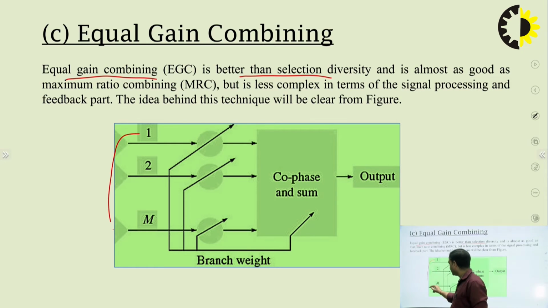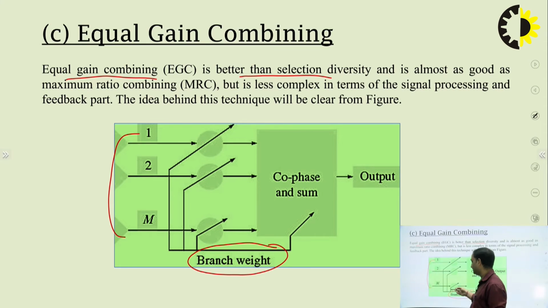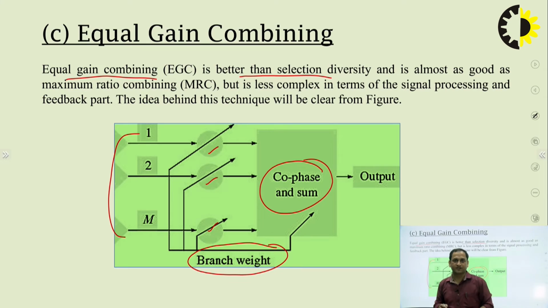If we have M branches and all these M branches are receiving the signal from the channel, we provide the branch weight. Because this is equal gain combining, we provide equal branch weights onto each branch, and the condition is co-phase. All the signals must be converted into co-phase and then summed up. After summation the output is achieved, or we can say we do the averaging of the SNR values, which is better than the selection combining and threshold methods.